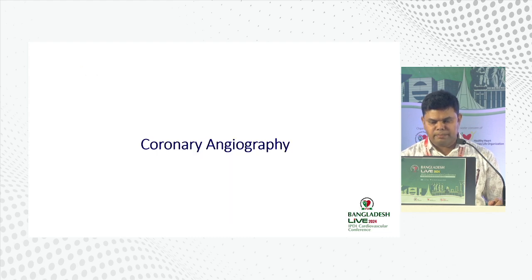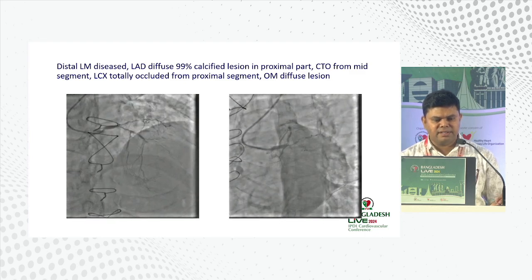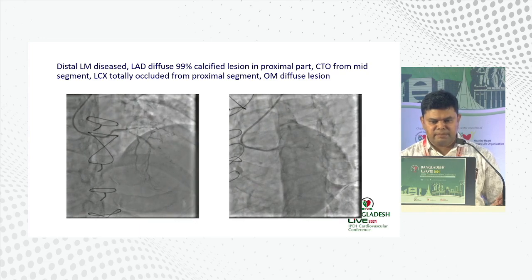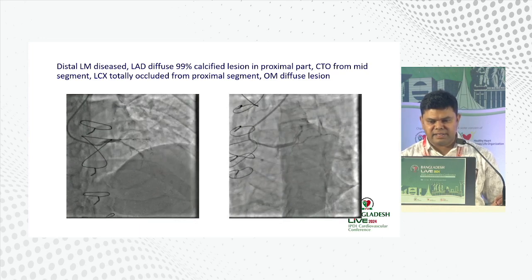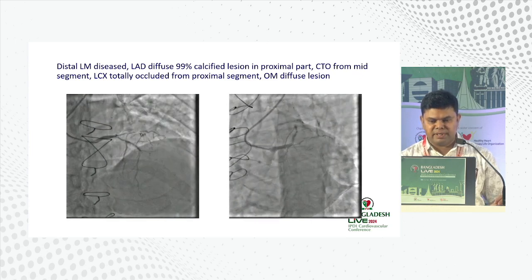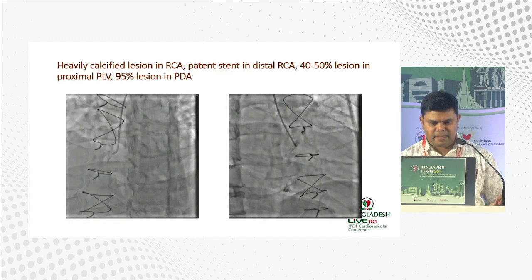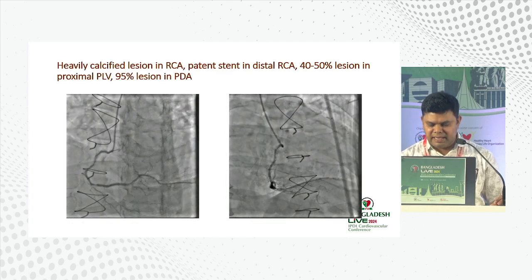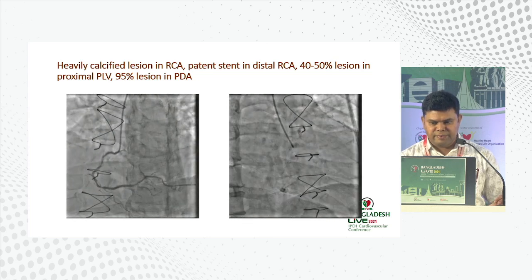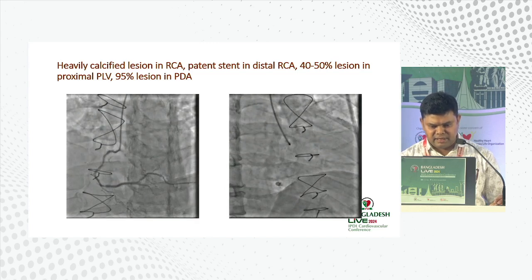So we proceeded for angiography, which revealed a distal left main disease with proximal LAD 99% calcified lesion in the proximal part and CTO from the mid segment. LCX totally occluded from the proximal segment. OM also diffusely diseased. And RCA is heavily calcified with patent stent in distal RCA, 40 to 50% lesion in proximal PLB and 95% lesion in the PDA.